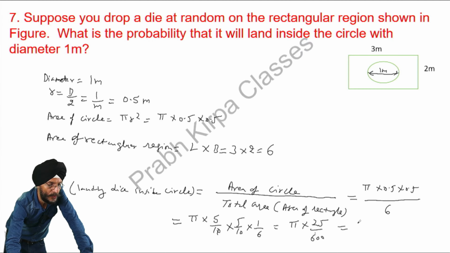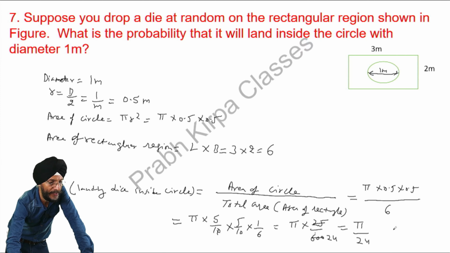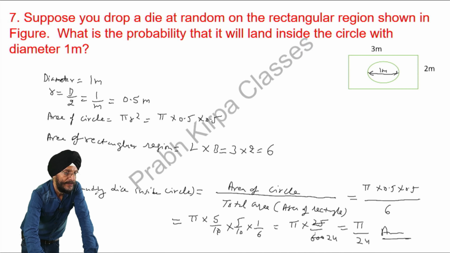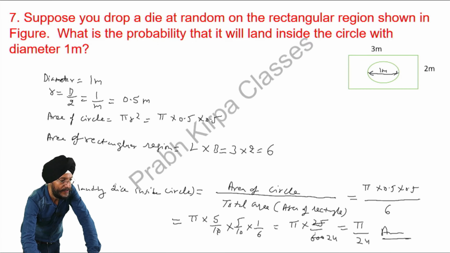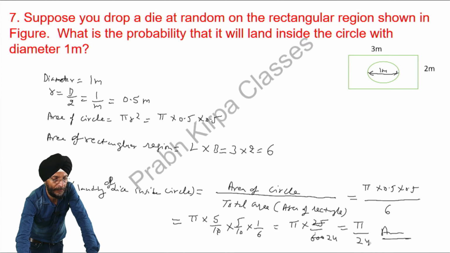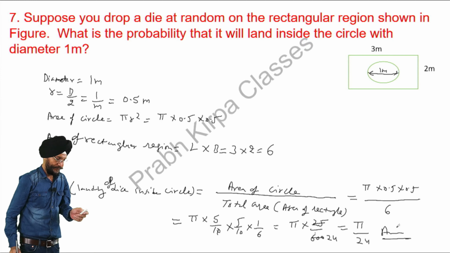So we can also write it as pi. Here 25 will cut 600 by 24. Pi over 24. So this is the probability of landing of dice inside the circle. This is the answer, pi over 24.